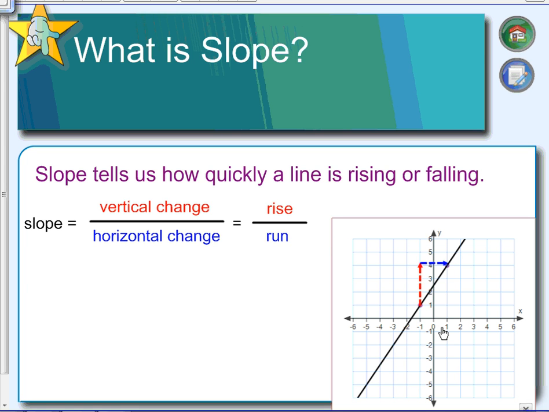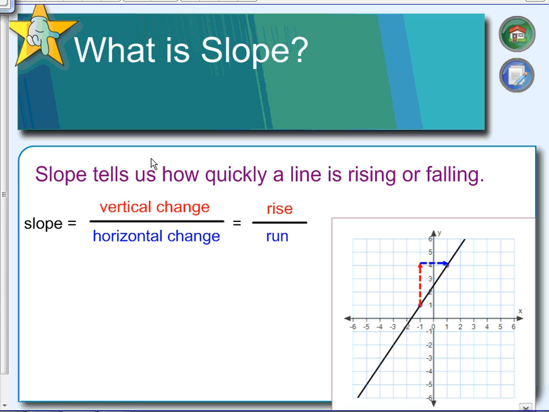So lately we've been talking about how to do graphing in a coordinate plane, and in the last video we talked about how to graph a line using a table. Today what we're going to talk about is slope. Slope tells us how quickly a line is rising or falling.